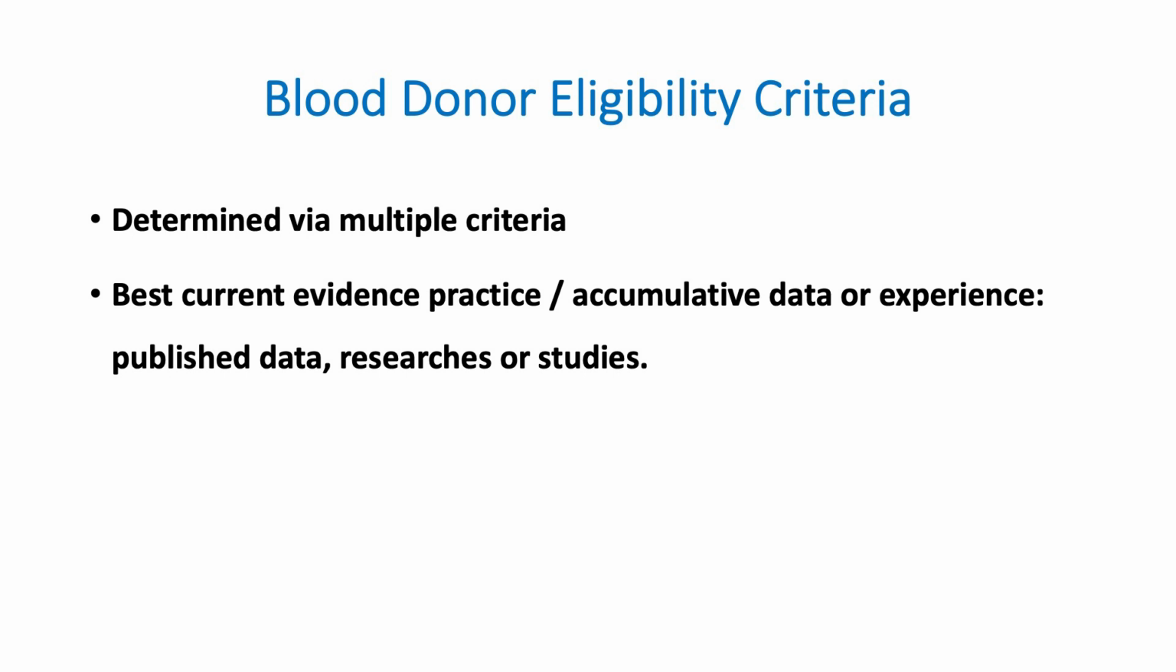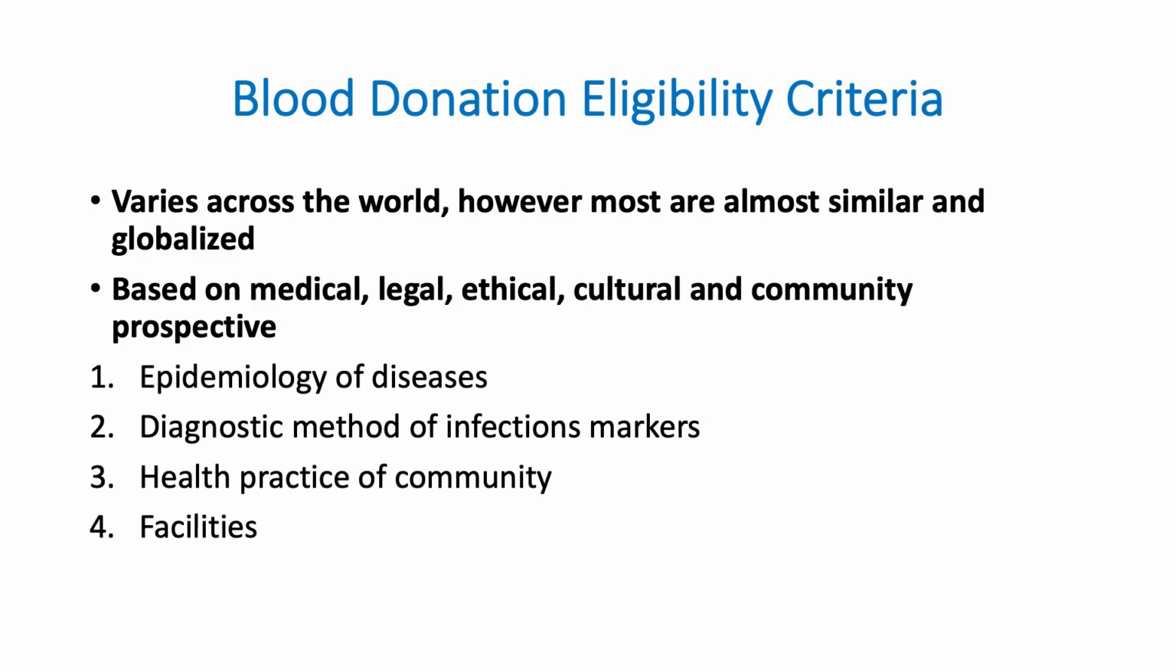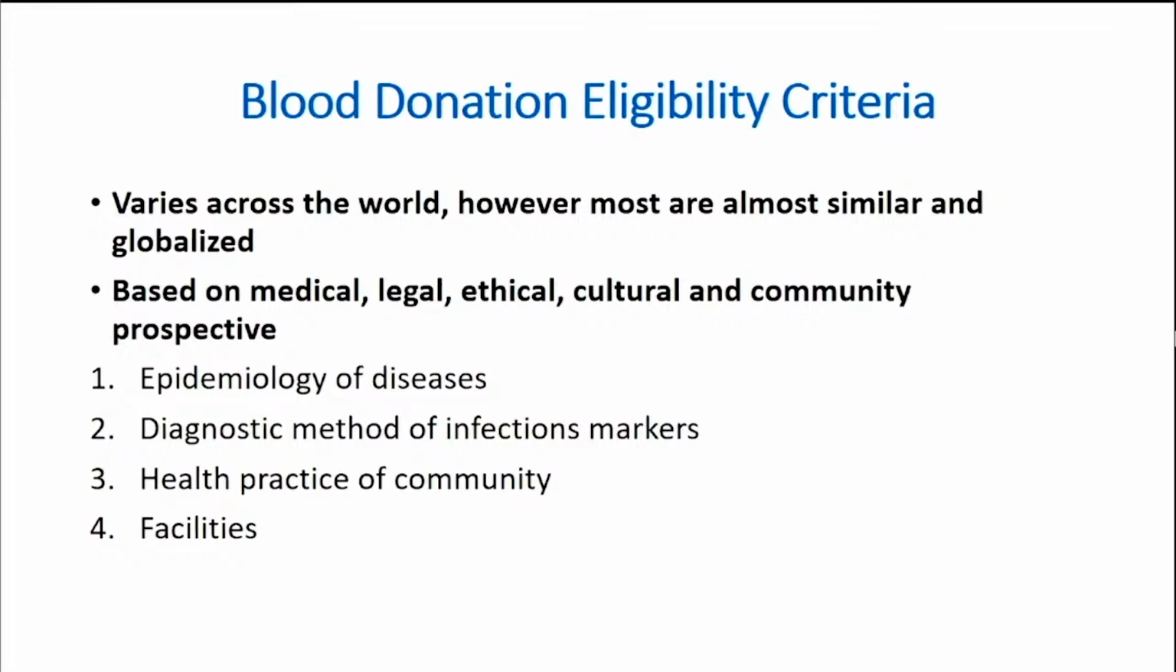Blood donor eligibility criteria have been determined using multiple criteria over the years with the best current evidence and accumulative data of experience, some published research and studies. And therefore, it varies across the world. However, most of them are almost similar and globalized, but the variation includes some medical, legal, and ethical or cultural community perspectives. This includes epidemiology of some diseases, which are endemic in some areas and not in others, changes in diagnostic methods of infectious markers, the facilities available around the world for testing and recruitment, as well as the health practice of the particular communities.